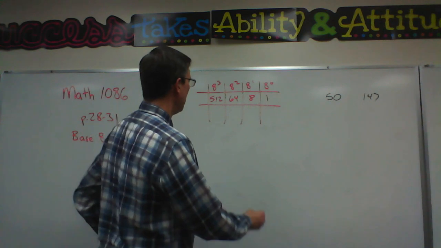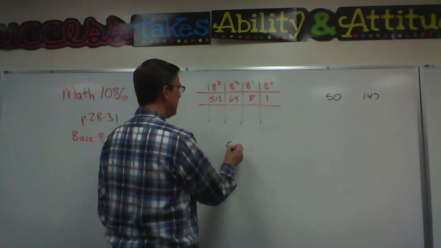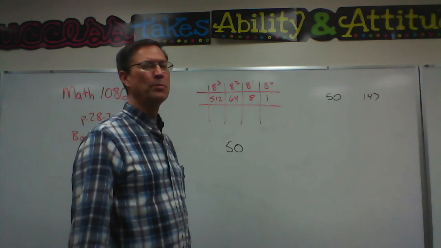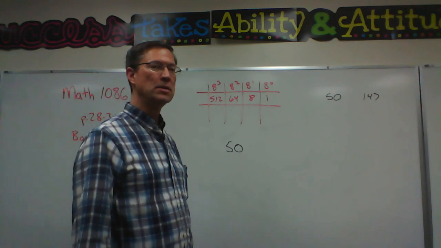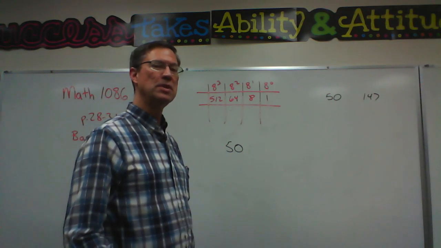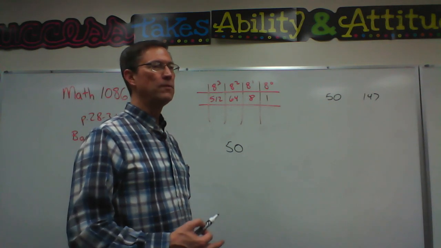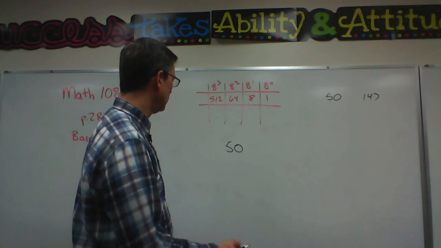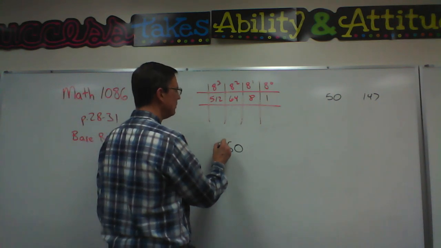Let's take a number like 50. The PACE explains it this way, and in a way it's a shortcut. It doesn't help you understand it. It does give you the answer, so it's a procedure to follow that if you just learn the procedure and follow it, you will get the right answer. And that is we keep dividing by 8.